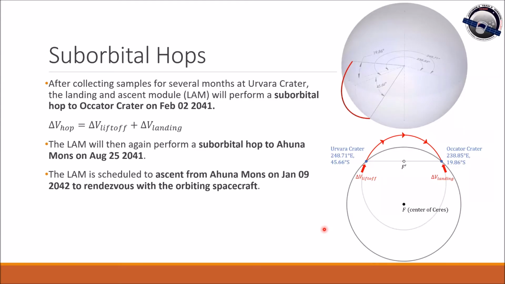To visit the other 2 landing sites, we will perform suborbital hops as visualized on the right. We will have 1 burn for the liftoff and 1 burn for the landing. We will visit the Okata crater in February of 2041, the Hunamans in August 2041, and we will lift off from the Hunamans to rendezvous with the orbiting spacecraft, and the module for landing and ascent will be left in Ceres orbit.